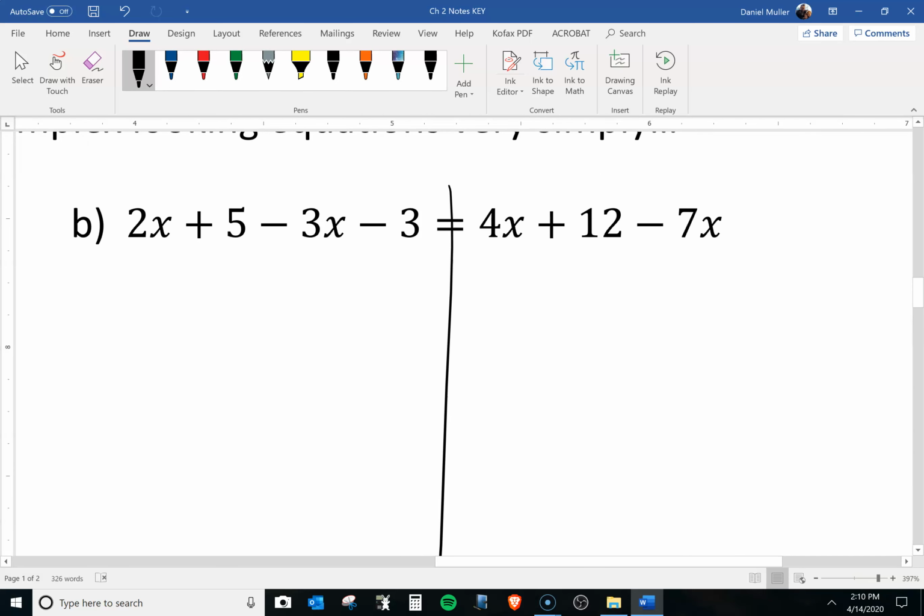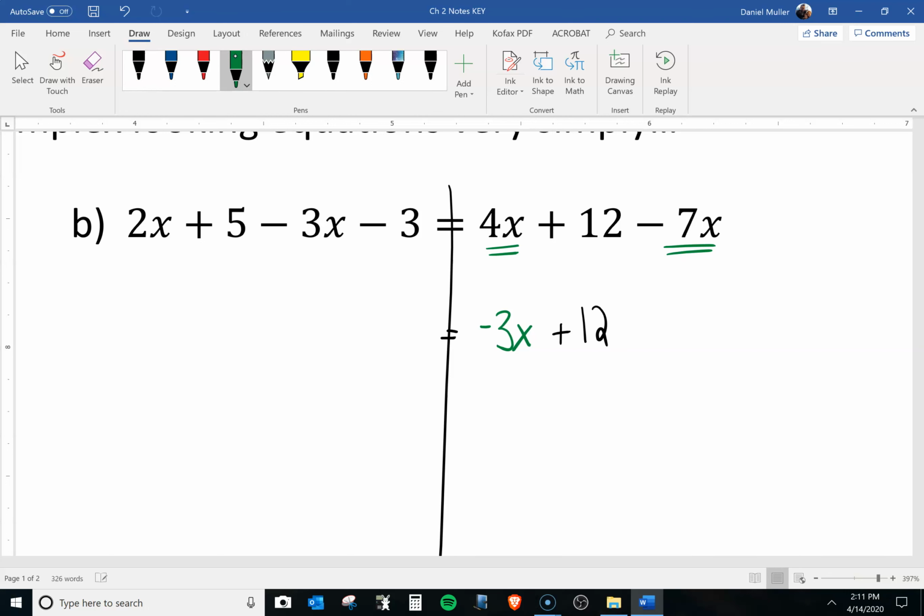On the right-hand side, we want to combine like terms. So I see that there's a 4x and a negative 7x. Those are both x's. 4 minus 7 is going to be negative 3. So I'm going to write the x first and then the number, which in this case is a 12.